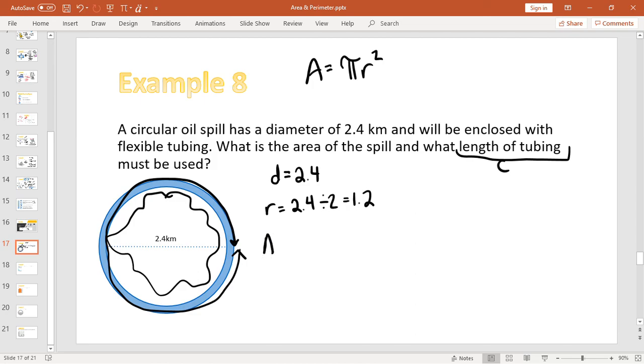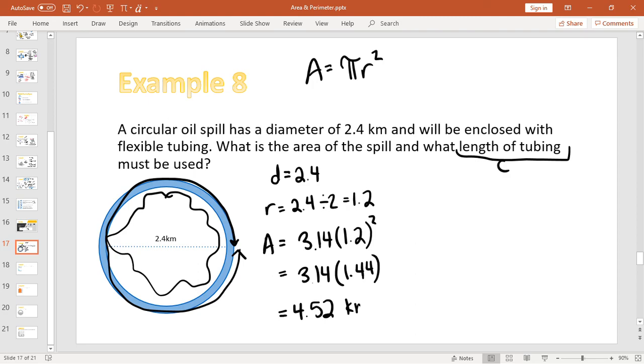So area is pi r squared. And watch that order of operations. Leave the pi till after you've squared, or do it all on a smarter calculator. And that should give you about 4.52 kilometers squared. So nice little oil spill.